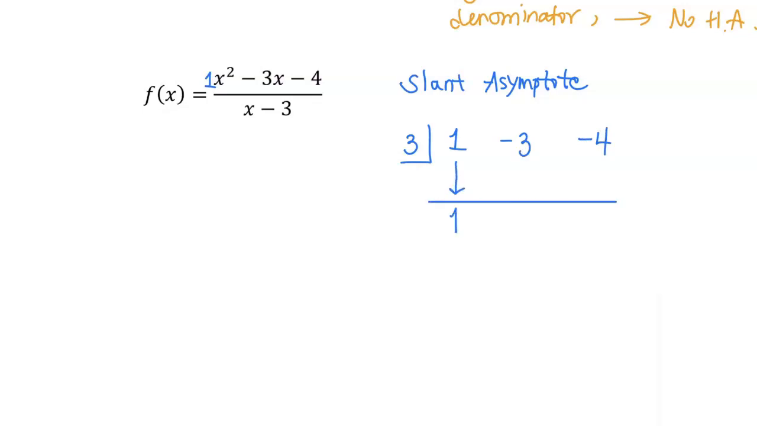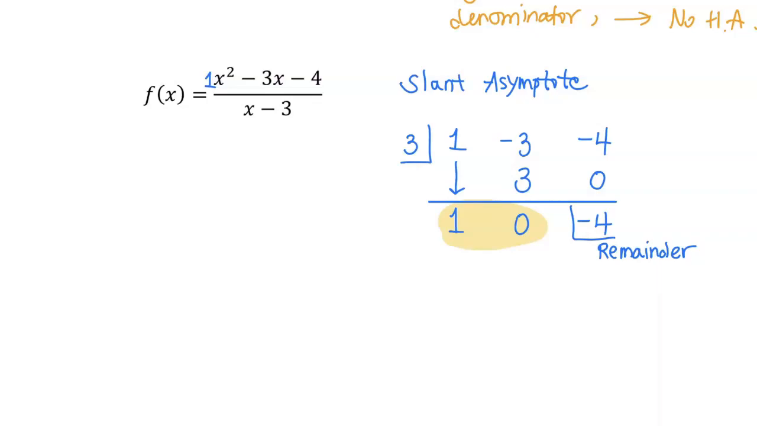But now multiply that 1 by 3 and add that 3 with negative 3. Do 3 times 0 and get 0. Add to get the remainder of negative 4. So when you are finding the slant asymptote, ignore the remainder, okay? Remainder not going to do anything. But we are going to use the quotient to write the equation of the slant asymptote.